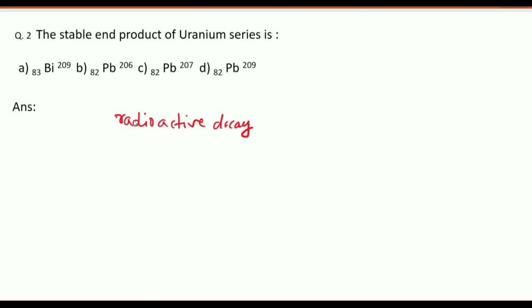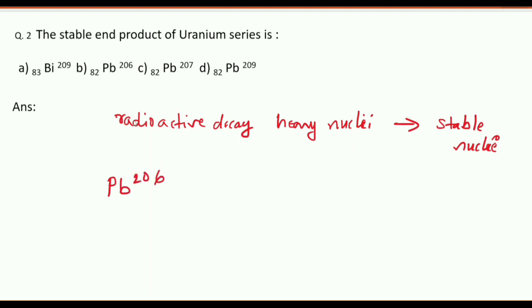The uranium series is a radioactive decay where heavy nuclei split into stable nuclei. So we want a stable nuclei. The question is, which of the following is the stable end product of the uranium series? In the uranium series, the end product is always lead 206. So in option B, 82 lead 206 is the stable end product of the uranium series.